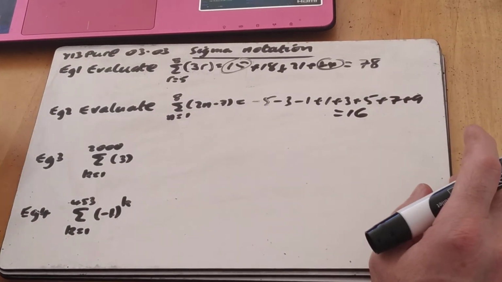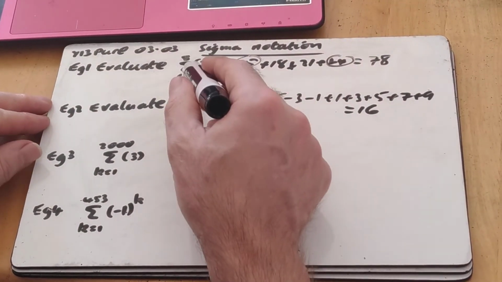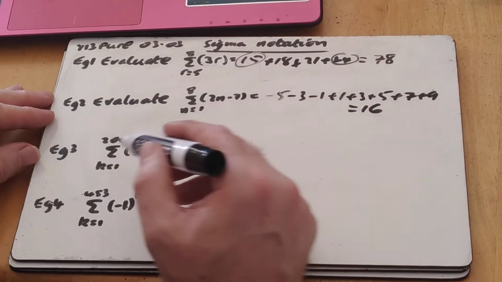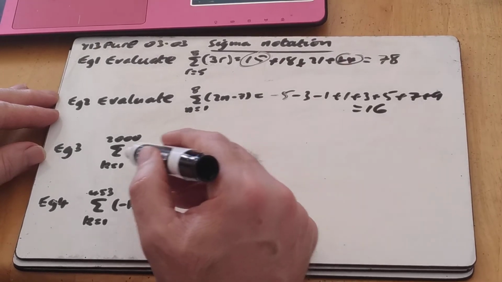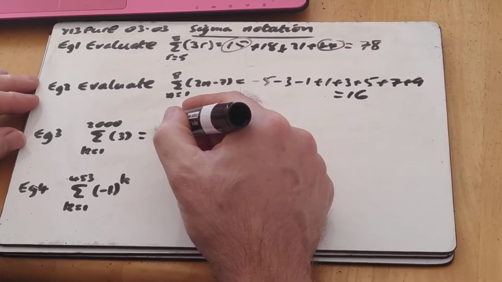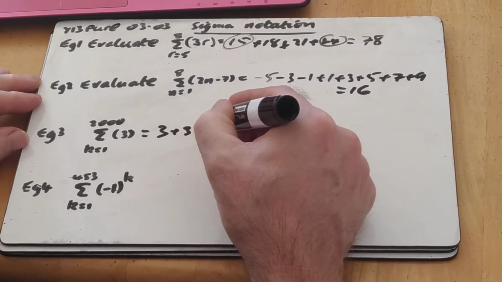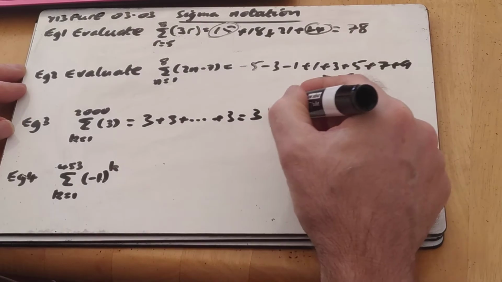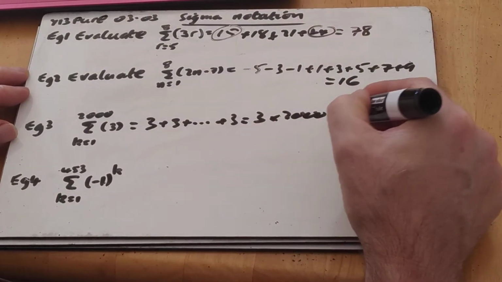Nice and straightforward. Notice that was r equals for the first one, this is n equals here, this one's k equals, it doesn't matter what the letter is, the letter doesn't even have to appear in the thing itself. k equals 1 to 2,000 of 3, well we're just adding up 3 2,000 times. So we might as well write 3 times 2,000, which is 6,000.